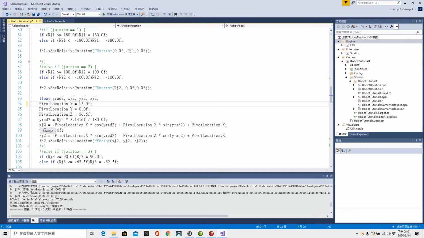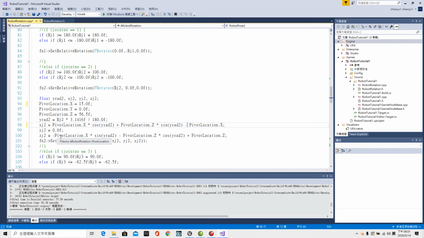And then jump to SJ2 equal to minus pivot location dot X. We have to change the sign here. And multiply cosine bracket Y radius 2 bracket plus pivot location dot Z multiply sine bracket Y radius 2 bracket plus pivot location dot X. It has to change the sign, positive changes to minus, and semicolon at the rear.